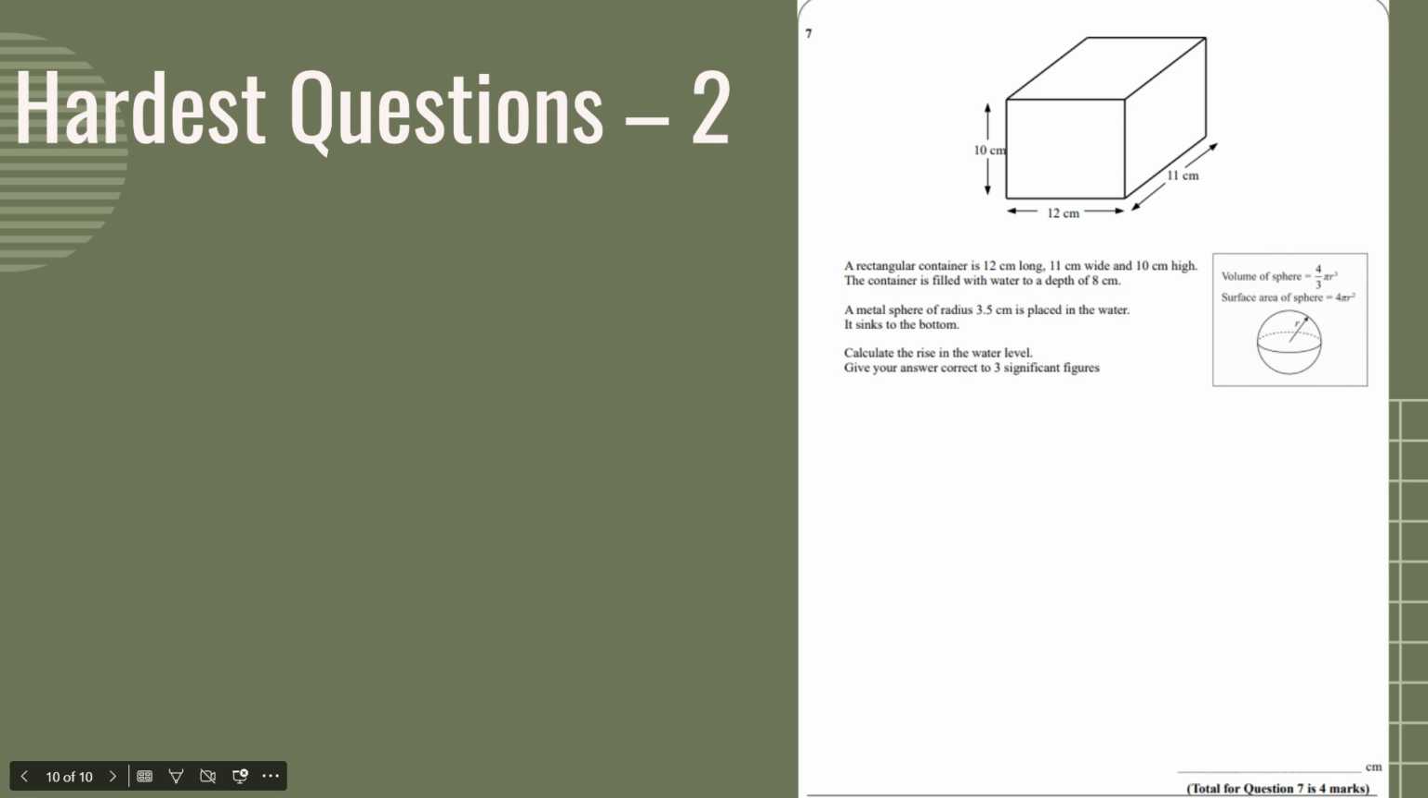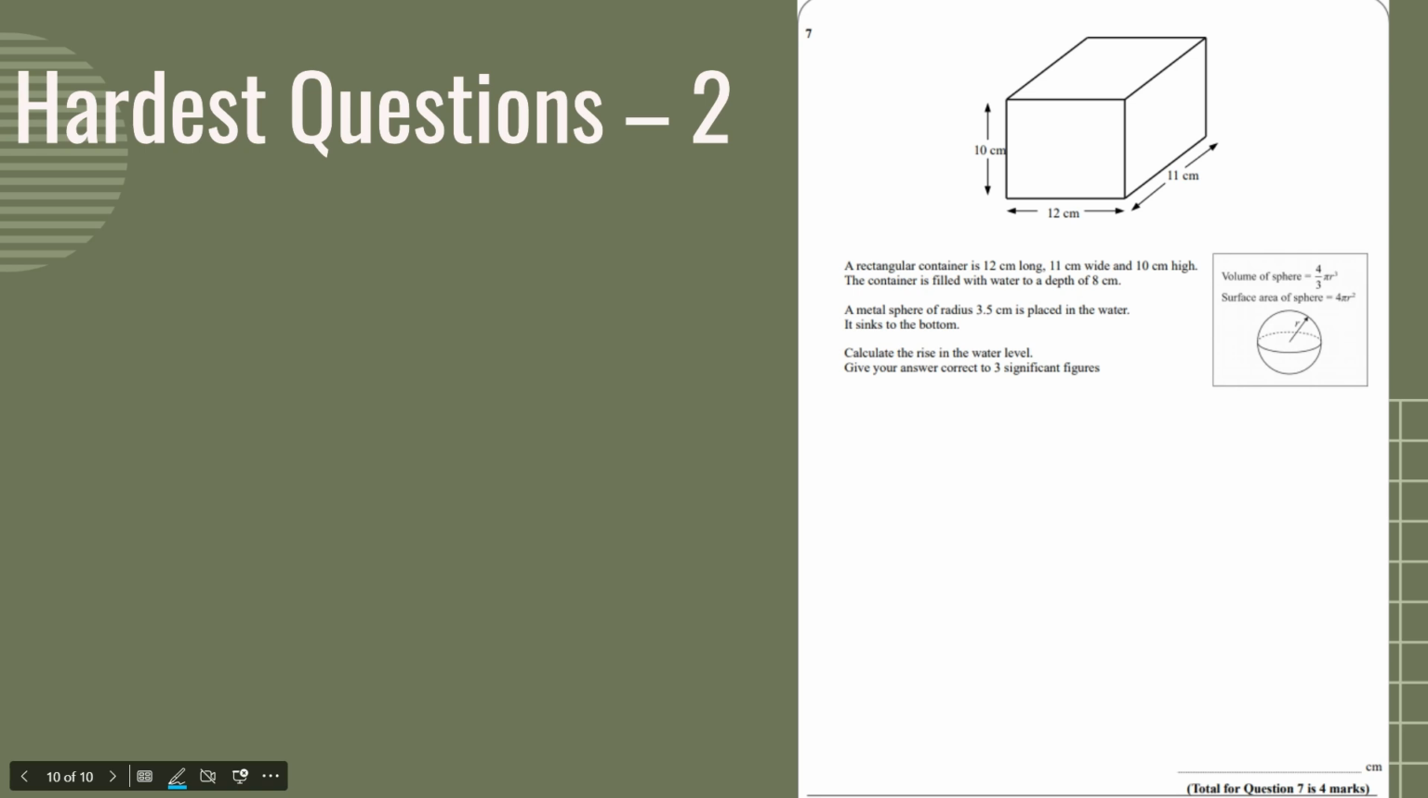Here's another exam question for you to have a go at. Have a go, pause the video, and unpause when you've done. Make sure you use the calculator for this one. So, a rectangular container is 12 centimeters long, 11 centimeters wide, and 10 centimeters high. The container is filled with water to a depth of 8 centimeters. A metal sphere of radius 3.5 is placed in the water, and it sinks to the bottom. Calculate the rise in the water level, and give your answer correct to 3 significant figures.